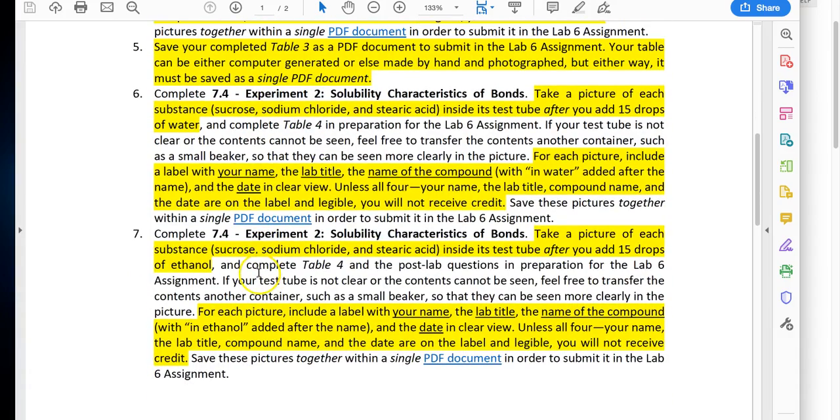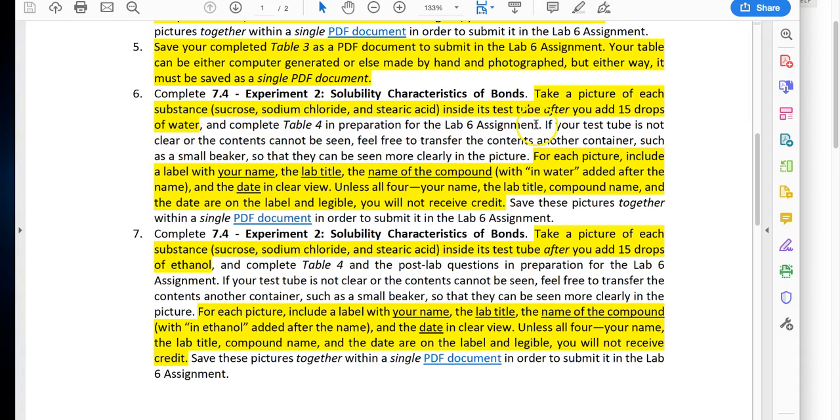And then finally, if we jump back over to our APUS instructions, we're going to be doing things involving solubility. So you're going to take a picture of each substance. Again, the same 3 substances we just did melting point for. You're going to test their solubility. You're going to have 3 separate test tubes. One has sucrose in it, one has sodium chloride, one has stearic acid. And you're going to take a picture after you've added 15 drops of water.